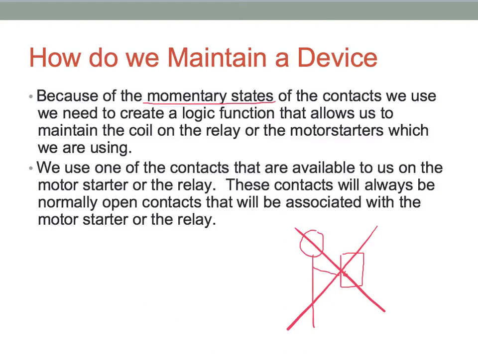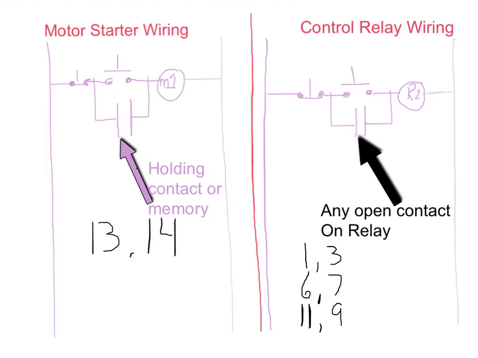So in order to start a process and maintain a process and keep a process going, we're going to use a set of contacts called memory, and we're going to explore that both with the motor starters and also with the relay. So I've got a couple drawings here. One I've got labeled motor starter wiring up here, so notice in the circle here we use an M1 for motor starter, and down here I've got this contact drawn in with the arrow, and that's our holding contact, or we're going to call it a memory.